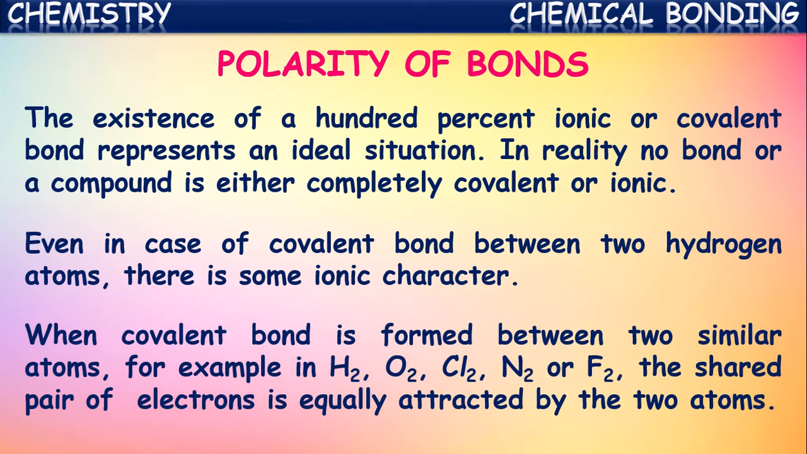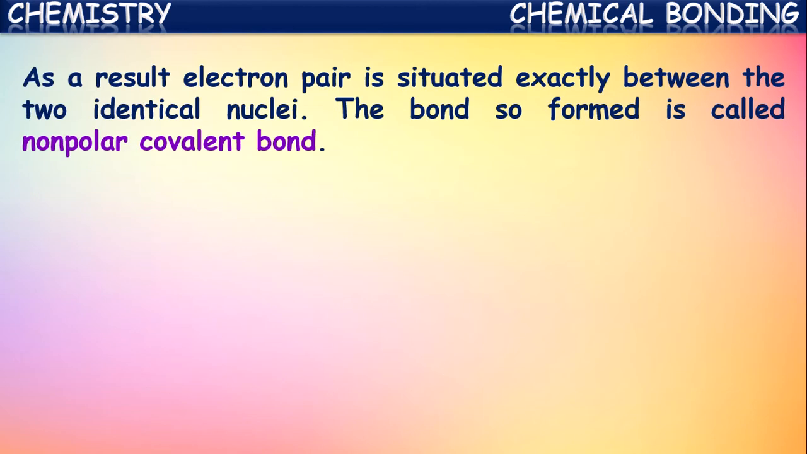When a covalent bond is formed between two similar atoms, for example in a hydrogen molecule H2, O2, Cl2, N2 or F2, in such molecules formed with similar atoms, the shared pair of electrons is equally attracted by both the atoms, isn't it? As a result, the electron pair is situated exactly between the two identical nuclei. The bond so formed is called a nonpolar covalent bond.